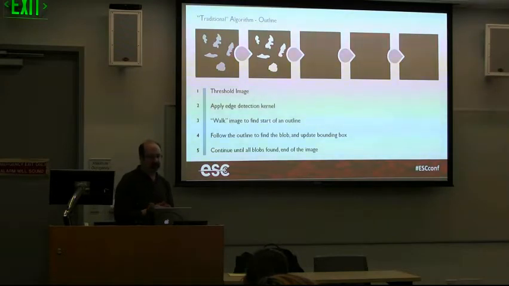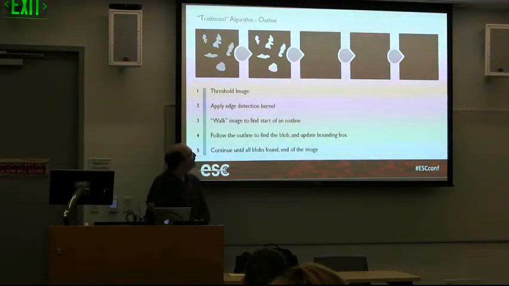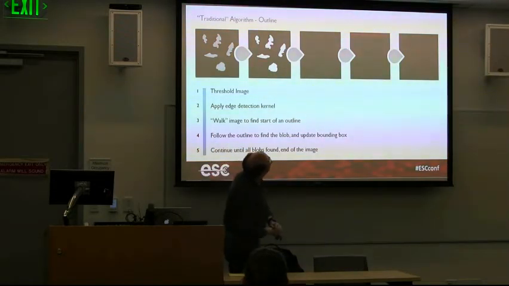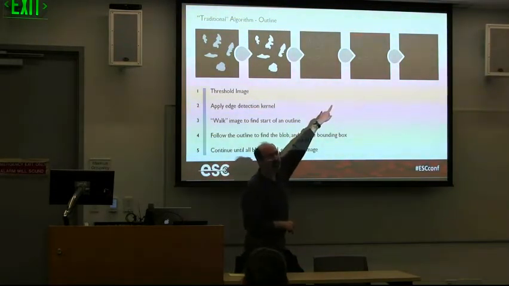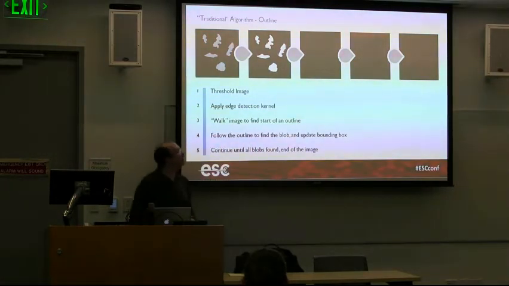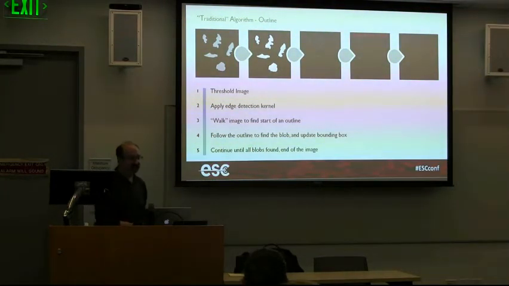Then we're going to apply what's called an edge detection kernel. This will basically pick up the edges of the blob. If you see in the third image over, it's just an outline of the edge of the blob. Then we walk the image and find the start of an outline. That's the red bars going across the top. Can you guys see the red one up there? Yeah. Okay. From my angle, it looks really faded out, but I'm going to assume that's the screen.